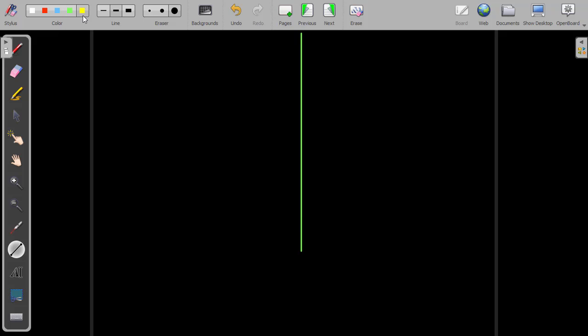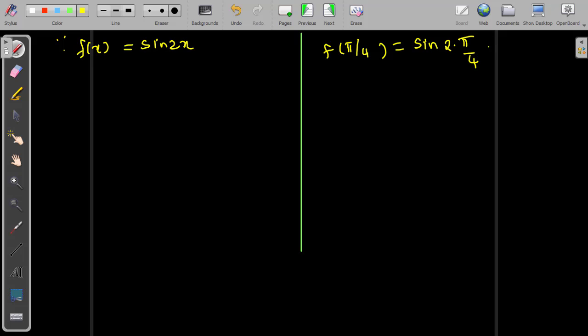Since f of x equal to sine of angle 2x, f of pi by 4 we require. f of pi by 4 means sine of angle 2 times pi by 4, which means sine of angle pi by 2, sine 90, that's one.